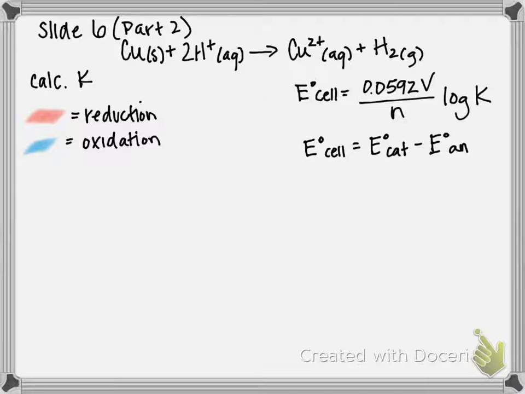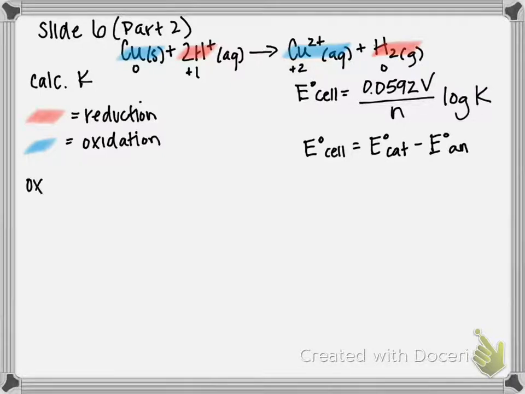Copper solid by itself has an oxidation state of 0, hydrogen plus 1, copper 2 plus is plus 2, and hydrogen gas by itself is 0. So copper is being oxidized from 0 to plus 2, and hydrogen is being reduced from plus 1 to 0. First things first, I'm going to write my oxidation half reaction.